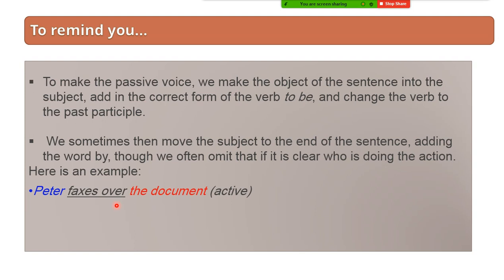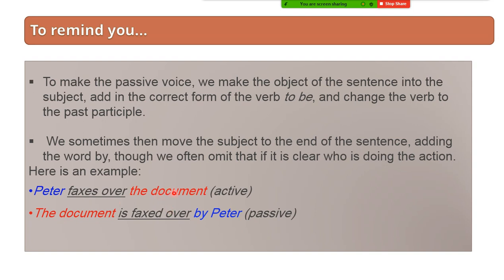The second step, we have to switch the object to use it as a subject, and the subject will be used as an object, like this: the document is faxed over by Peter. What change happened in the verb? Number one, I add verb to be in the present to keep the same tense. Number two, verb to be must be followed by the past participle, the third form of the main verb in the active one.